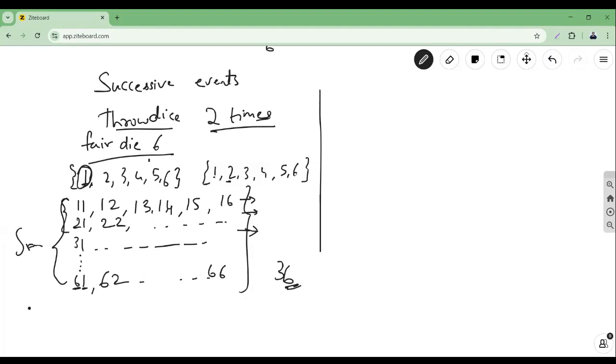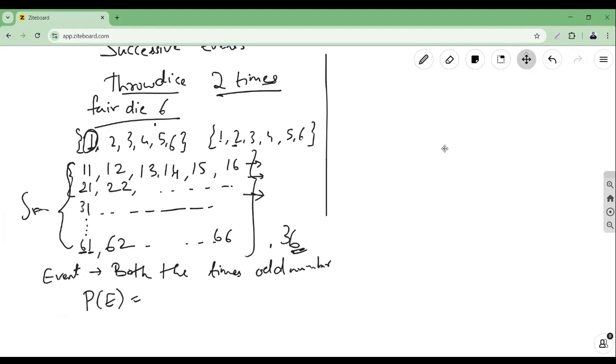And now the event that I'm choosing is that both the times I'm getting an even number. Both the times, so no, let's take odd number, okay? Both the times an odd number. How do we do this? The probability of that event is going to be, what is my chosen event? Both the times I'm getting an odd number.